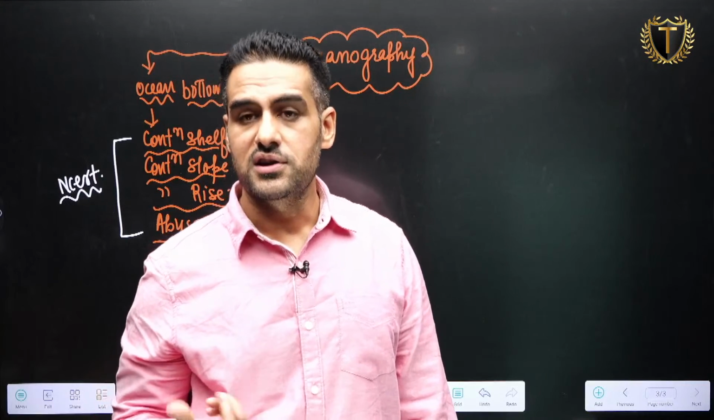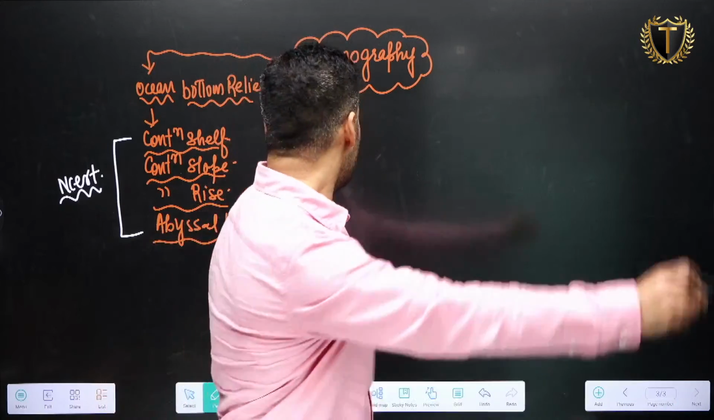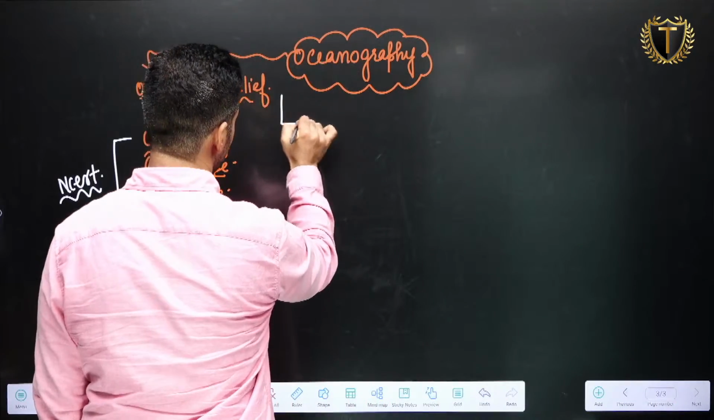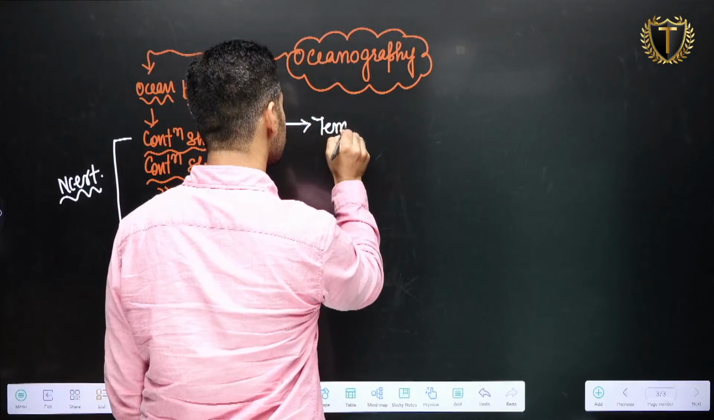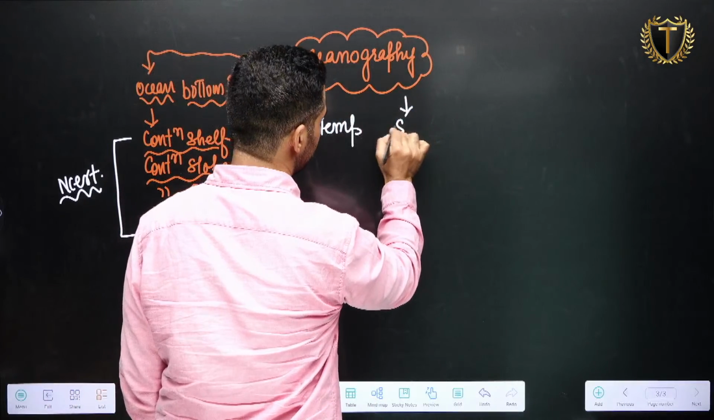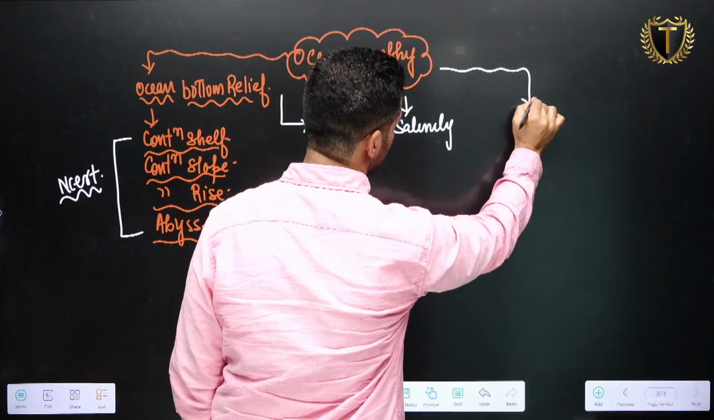Trenches, submarine canyons. And apart from this, you have the physical properties of ocean water: temperature, salinity, and density.